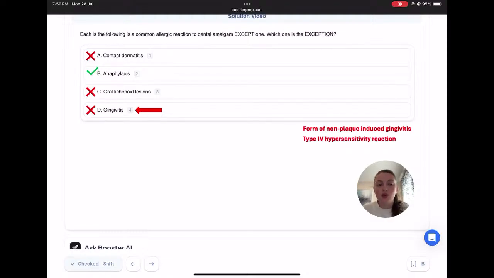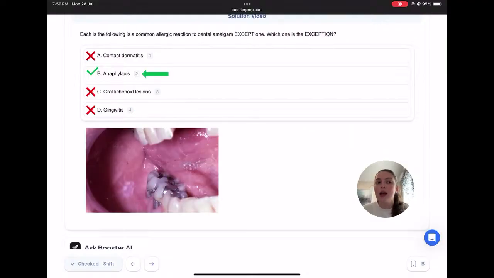So contact dermatitis, oral lichenoid lesions, and gingivitis are all common allergic reactions to dental amalgam, but anaphylaxis, which is a very severe life-threatening allergy, is definitely not something that we commonly associate with dental amalgam. So be sure to look out for these other common allergic reactions, but you don't usually have to be worried about anaphylaxis.